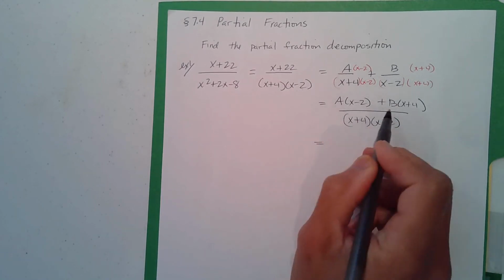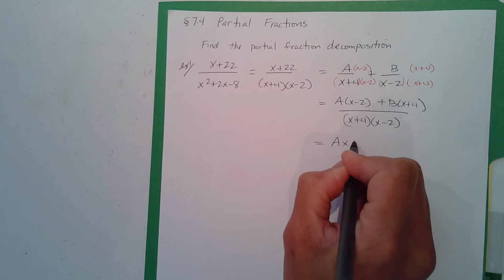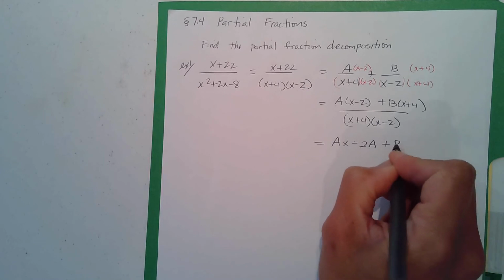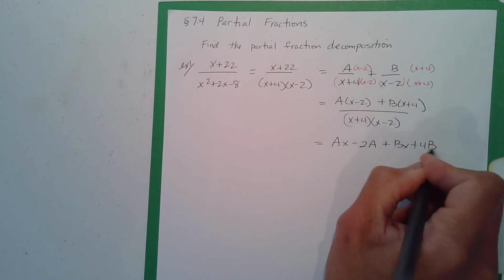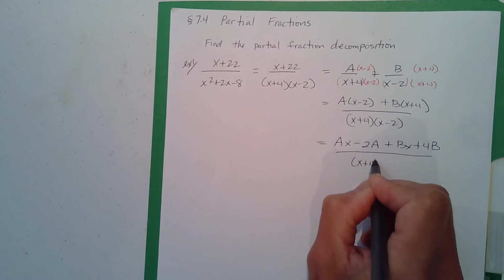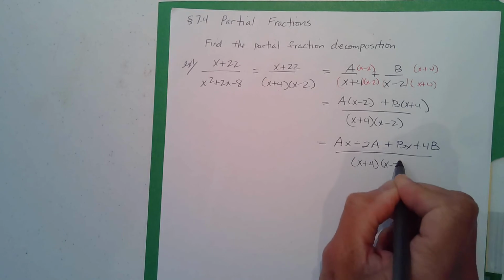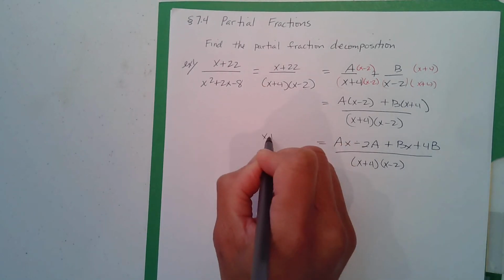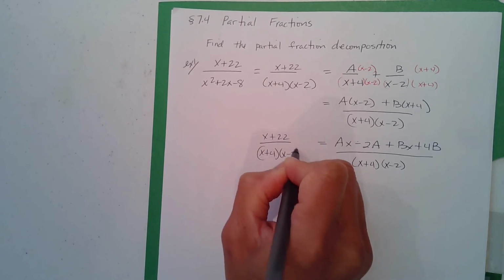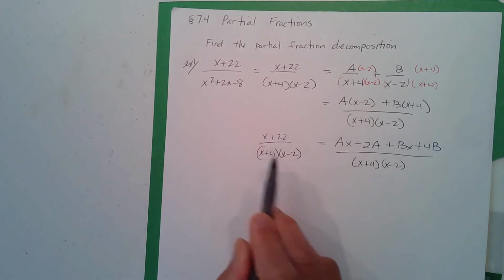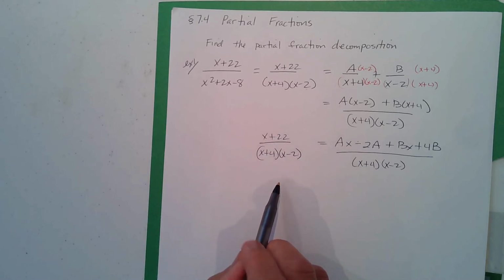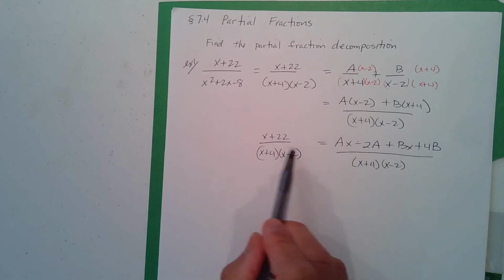Let's distribute the A and the B. So we'll have Ax minus 2A plus Bx plus 4B, again all over x plus 4, x minus 2. Since the denominators are the same, we're going to set corresponding parts equal to each other, or I should say like terms equal to each other.